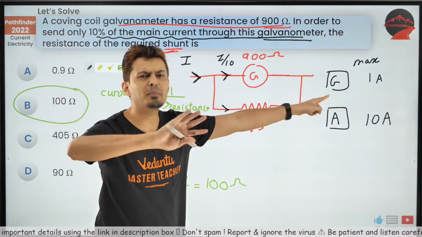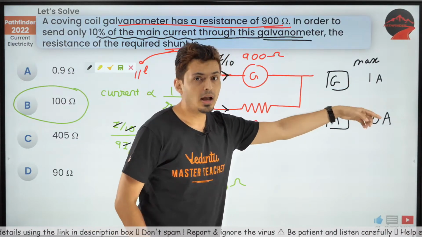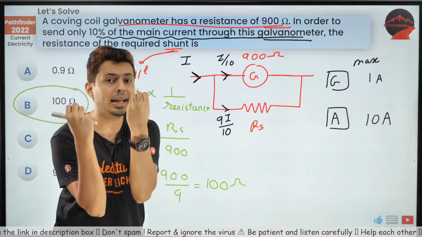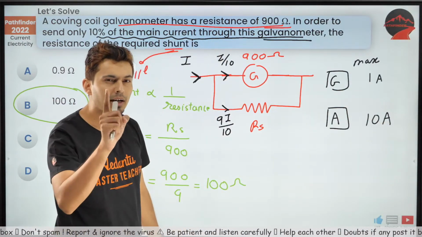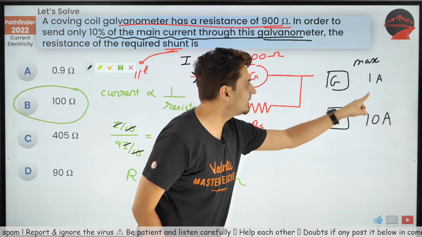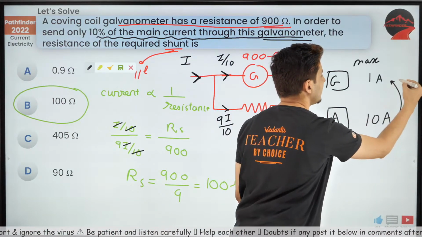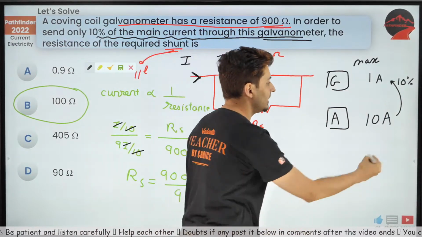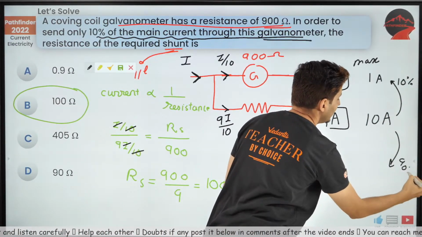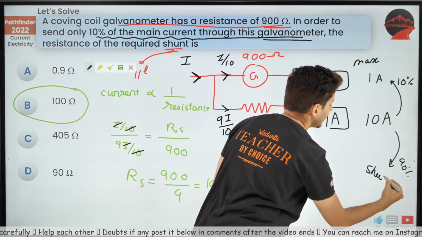The galvanometer can maximum withstand 1 ampere current. I want to convert it into an ammeter which can measure till 10 amperes. That means, can you see, only 10% is actually flowing through the galvanometer. The remaining 90%, where is the remaining 90% flowing? It is flowing through the shunt.